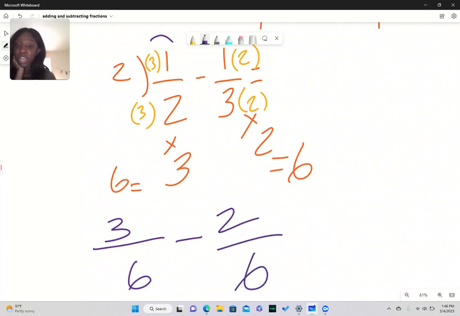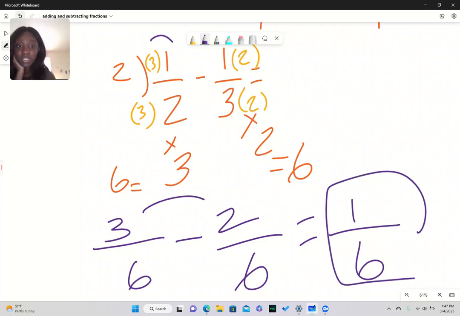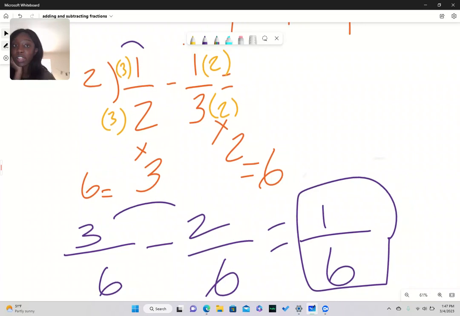So now we can subtract this since they have the same denominator. So what is 3 minus 2? 1. So our answer is 1/6. That is how you add and subtract fractions.